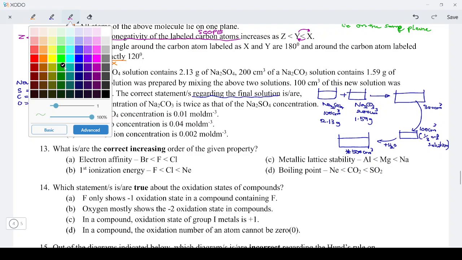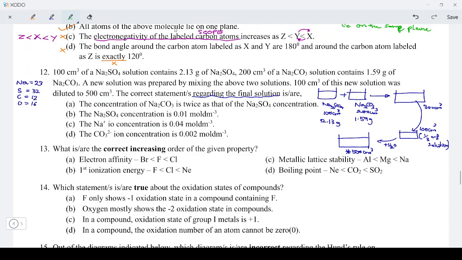So we need the moles, right? We only know the masses of the two compounds, so we have to use the molar masses and find their moles. Okay, so let's try finding it. For sodium sulfate, the relative atomic masses sum will be 46 plus 32 plus 64, for oxygen 64. So it's going to be 142. Okay, 142. So you have to divide 2.13 by 142.